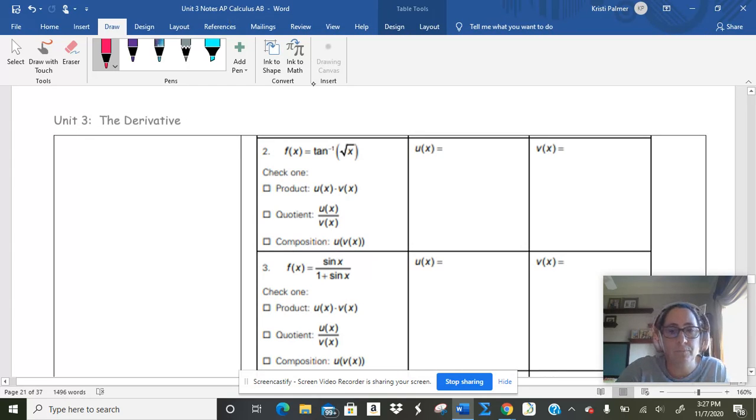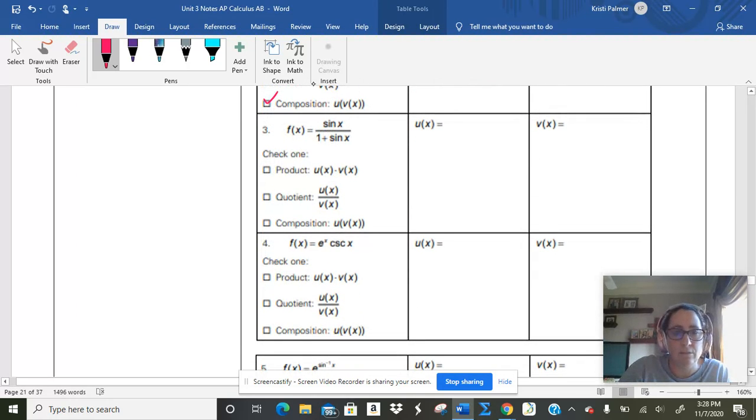So let's look at this one. I want you to think, which rule is it? And again, it's a composition. It is a chain rule. So my inside here, this v of x is radical x, and my outside for u of x is the arctan x.